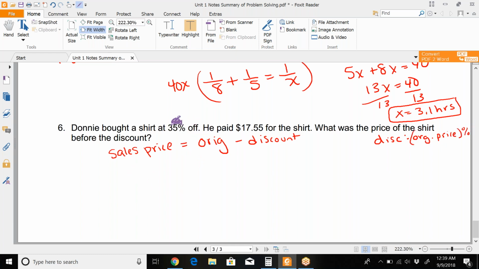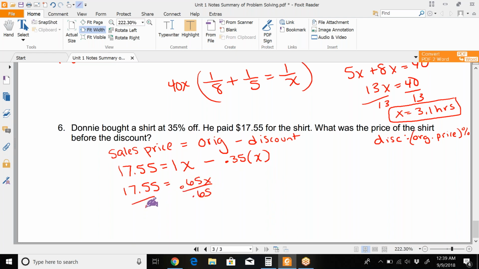So we know he got 35% off, and he paid $17.55 for the shirt. So that's actually the sales price. We don't know the original, and that means we don't actually know the discount yet, because it would have been 35% of the original price, which we're calling x. So this is $17.55. Remember, that's a 1. So 1 minus 0.35 is 0.65x.